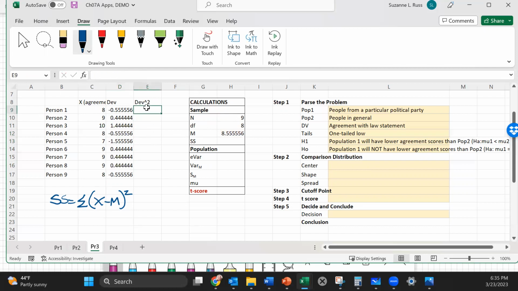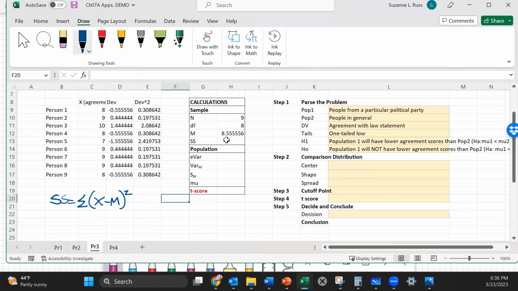We can now go ahead and square them. So I'll type my equal sign. I'll click in the first deviation cell, use the square symbol using the caret and the 2. And now I have the squared deviation. I'll copy and paste. Let's double check, make sure it's correct. That looks right. That is the square for this cell.